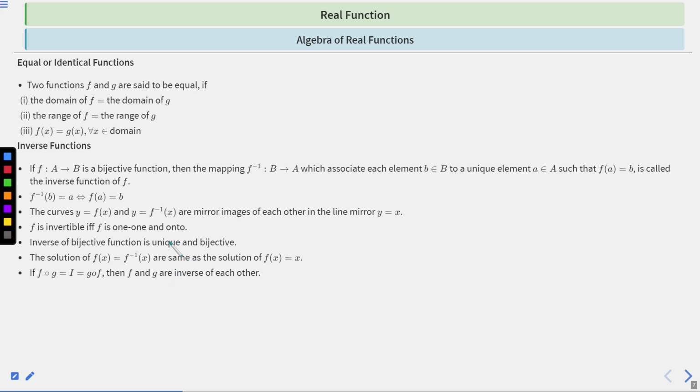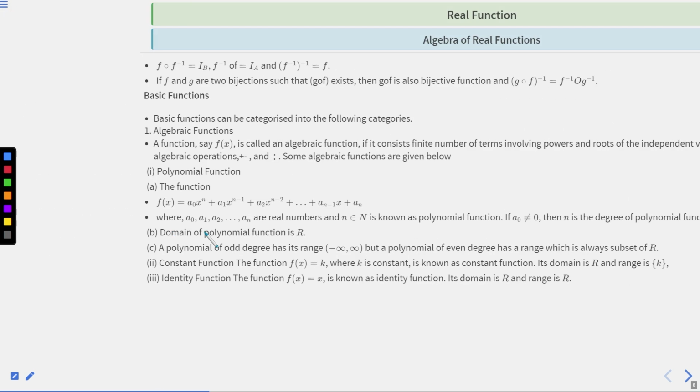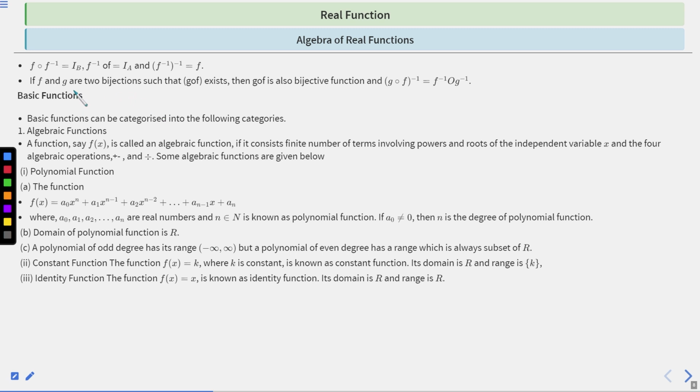Now next, if f of g is equal to I, and is equal to g of f, then f and g are inverses of each other, right? Clear? You have to remember this. Next, f of f inverse is the identity function I_B, f inverse of f is equal to I_A, and f inverse of f inverse is f. If f and g are two bijective functions such that g o f exists, then g o f is also bijective, and (g o f) inverse is equal to f inverse o g inverse, right?